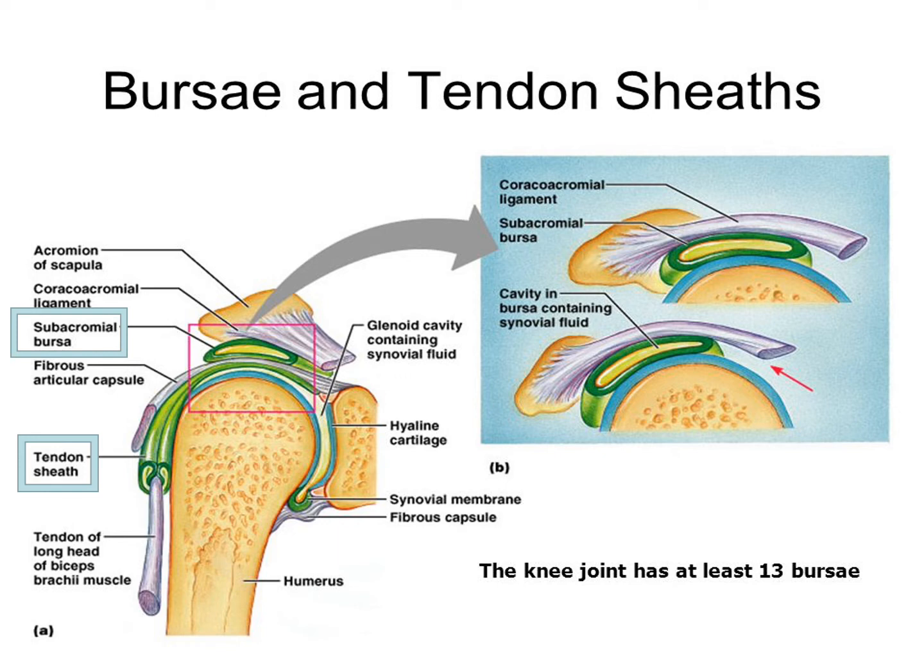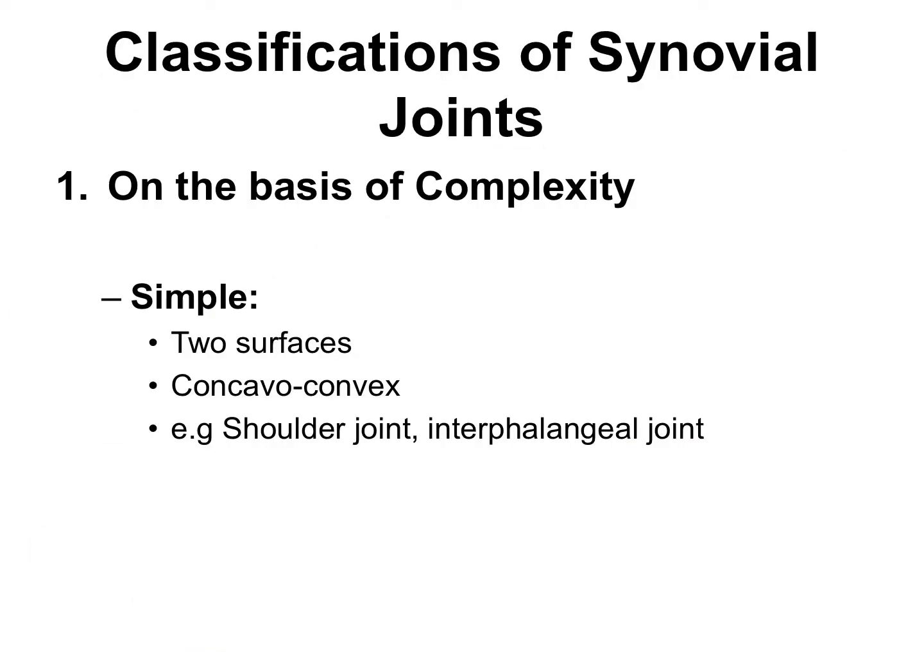This is the end of the associated structures of synovial joints. Now we come to the classification of the synovial joints. Firstly, they are classified on the basis of complexity.